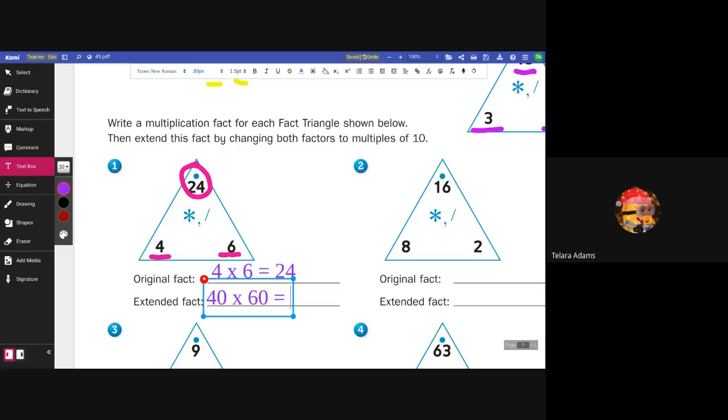We know that 4 times 6 equals 24. So I'm going to go ahead and type that. Now I'm going to add my 2 zeros. And my answer is 2,400. I multiplied my basic facts, 4 times 6, and added the 2 zeros.